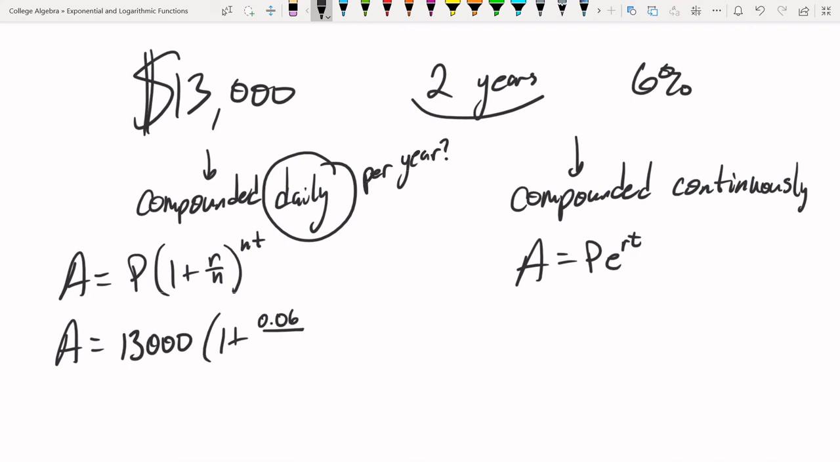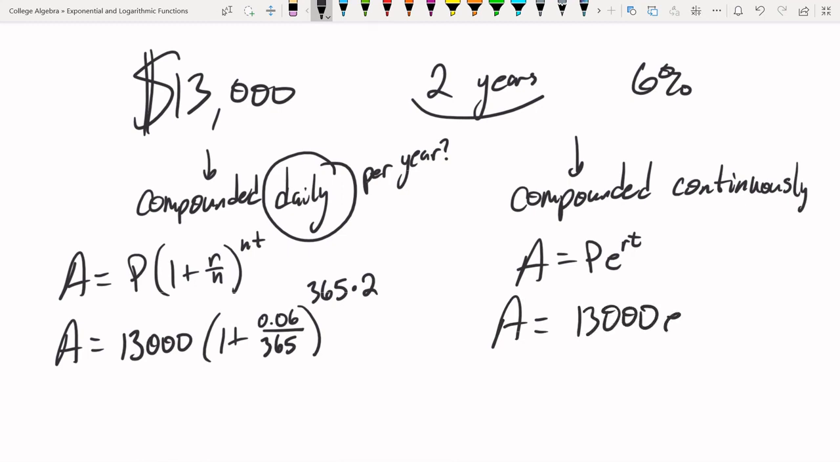Well, you can use an average like 364 days per year or 365, whichever one you want to use. 365 is what I want to use. So that's what n is. N is how often it compounds per year. So in this case, it compounds 365 times a year. And how many years is it going to go for? It's going to go for 2 years.